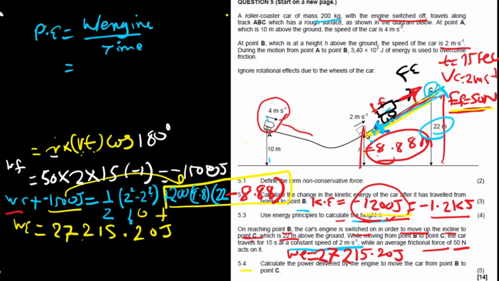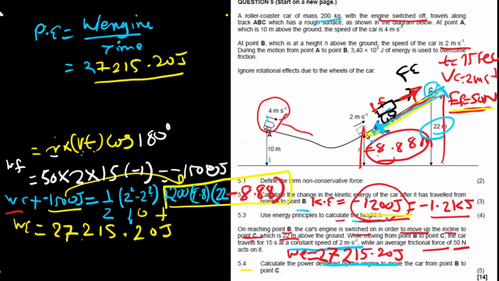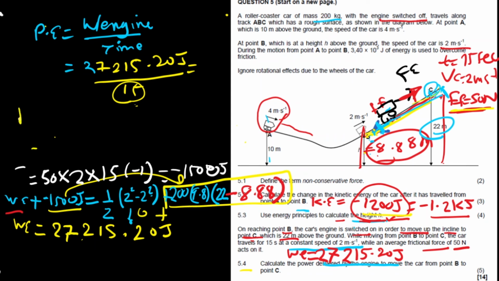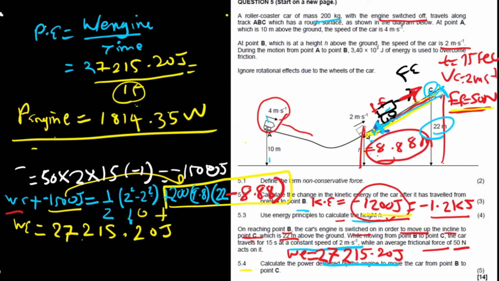Okay, so we have everything. What is work done of engine? This one right here, 27215.20 joule, over time. How long did it use? 15 seconds. If the time is in minutes, make sure you change it to seconds. It must be in seconds. So finally, power of engine equal, plug in the calculator, that's going to give you 14.3335 watt. Because you measure power using watt. So that's how you do the question.